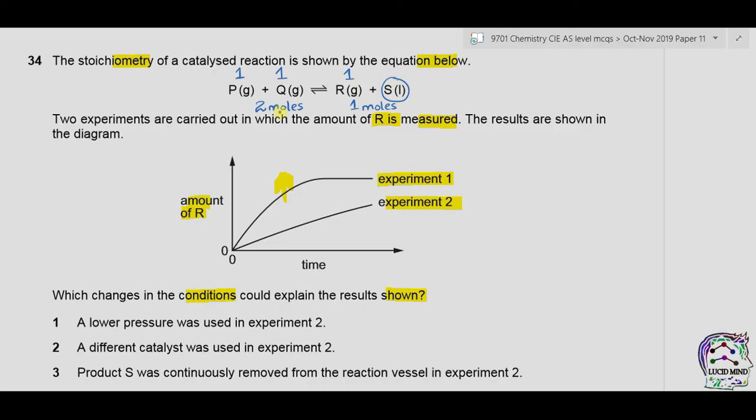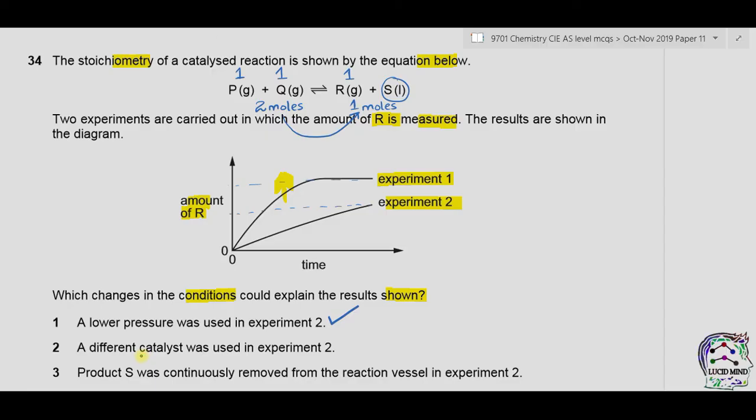Now we know that when pressure is increased, the equilibrium moves from more number of moles to less number of moles. While in option 1 a lower pressure was used, it means that the equilibrium will move in the backward direction and the amount of R formed will be less. As in experiment 2, we can see that the amount of R is less as compared to experiment 1. So first statement is correct.